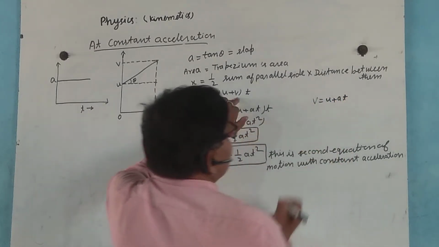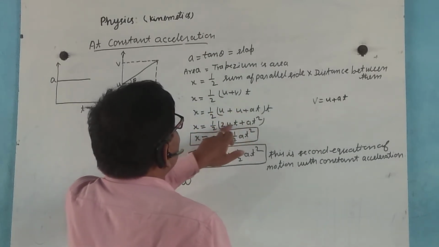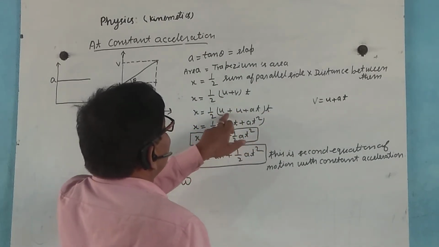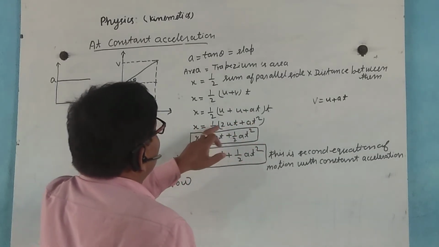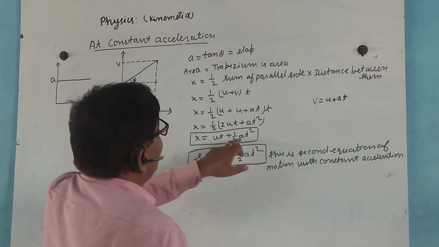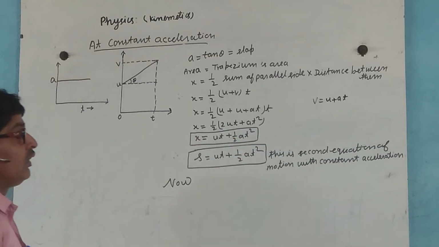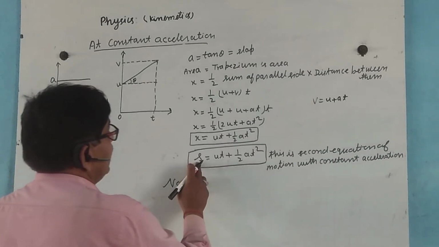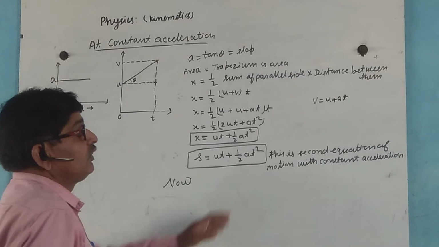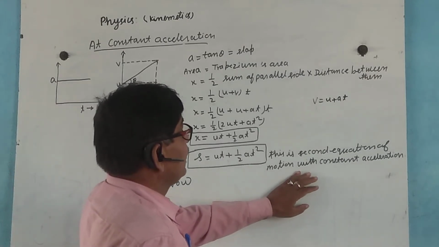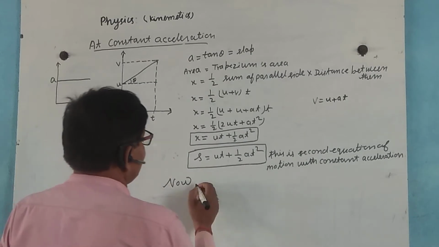v is equal to u plus at, this is the first equation of motion. So 2u t and a t square come here, 2ut plus at square, and the half cancels, giving ut plus half at square. So in general we write s is equal to ut plus half at square. This is the second equation of motion with constant acceleration.